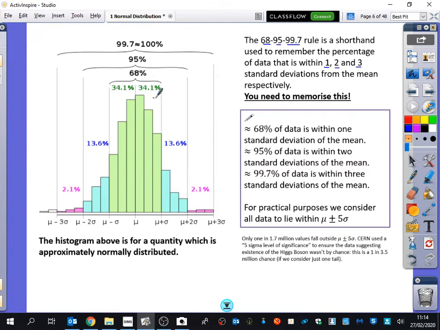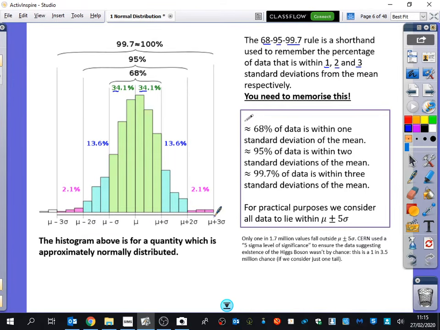And you'll see how I've represented that as a 34% here and a 34% here. I've said it's 34.1 and 34.1 because that's the most accurate version, but you just need to know it as 68. The next layer, if you add in another standard deviation on either side, is that the total probability is 95%. And if you add on another standard deviation either side of that, you get 99.7%.